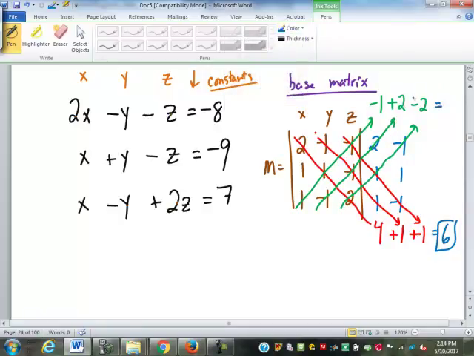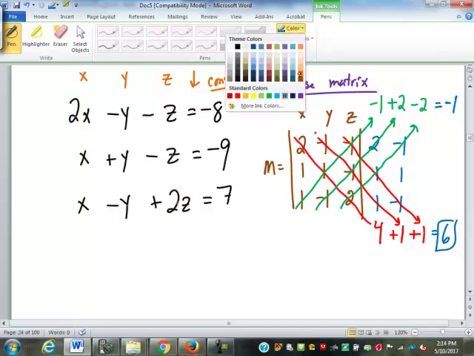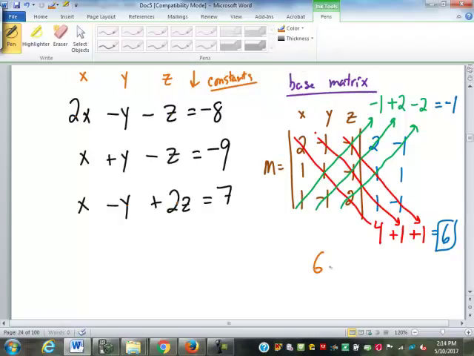So now we're going to combine all of those. Negative 1 plus 2 is a positive 1. Minus 2 is a negative 1. So that's going to be the down of 6 minus the up of negative 1, which is 7. So the base matrix has a determinant of 7 for this system.